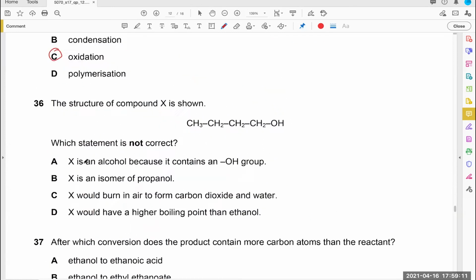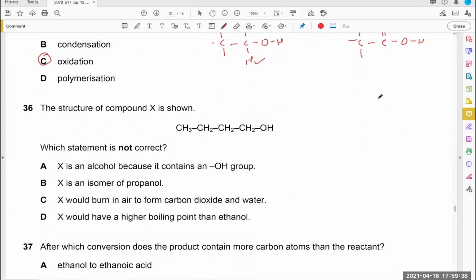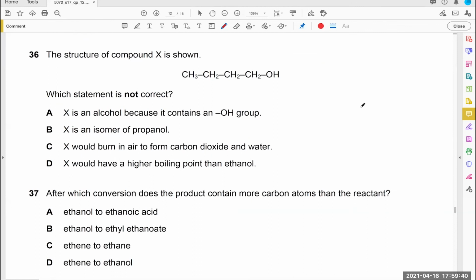Structure of... okay, how is this oxidation here? Using the definition: ethanol has this, and ethanoic acid has this. So what's the difference? Number one, an oxygen is added, and number two, 2 hydrogen are taken out. So both definitions of oxidation are happening. One is removal of hydrogen, which happened, these two were removed, and addition of oxygen, which happened, it was added.